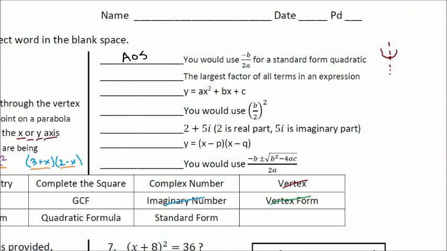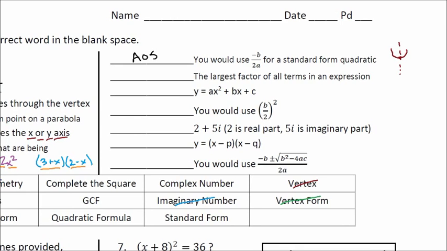Okay, the largest factor of all terms in an expression. So if we look at an expression like 2x squared plus 12x plus 10, the largest factor of all these terms is called the greatest common factor. So we'll be looking at all of our parts of our equation and looking for the greatest common factor between all three of these. So that's GCF.